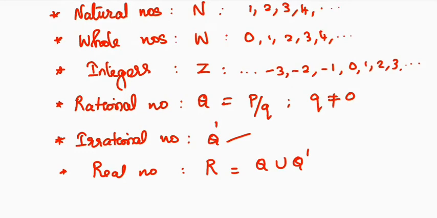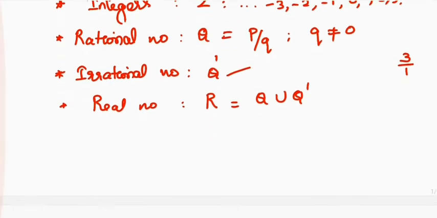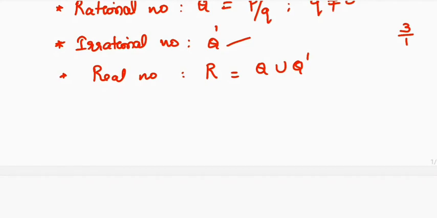So natural number, if you consider 3, you can write it as a rational number 3 by 1. In the same way, natural numbers, whole numbers, integers, rational numbers, and irrational numbers are all together called the real numbers. While moving to the intervals, we should first know about the real line. For that only, we have learned the real numbers.